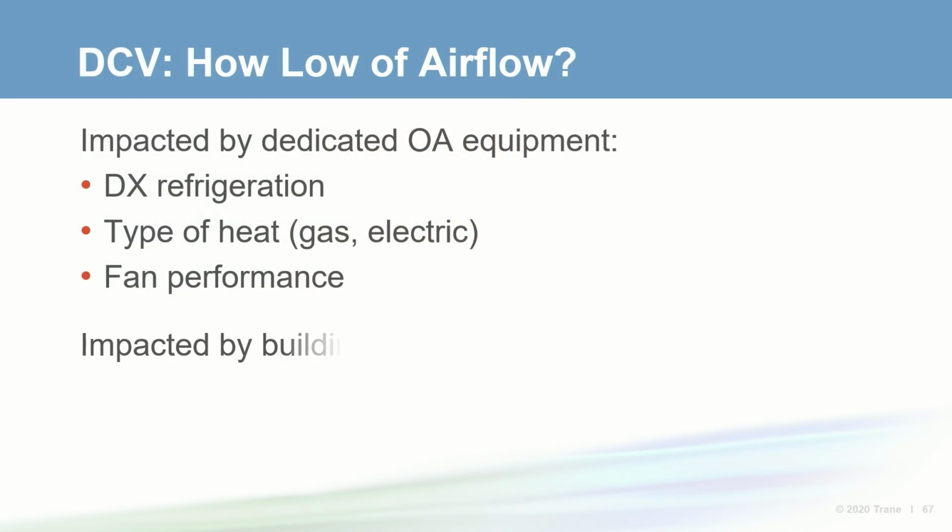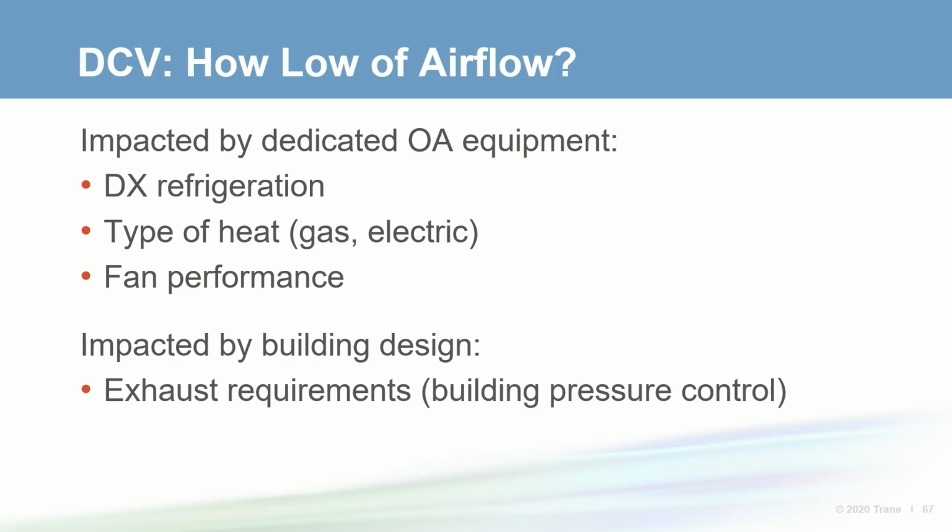The system's minimum airflow also can be impacted by the building design. First is building pressurization. If there is a fixed exhaust requirement in the zones, the minimum ventilation airflow likely needs to be higher than the exhaust rate. Or there may be a minimum airflow to ensure proper delivery of the ventilation air through the diffusers. This can also impact the airflow turndown possible.